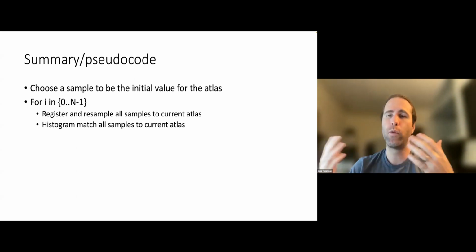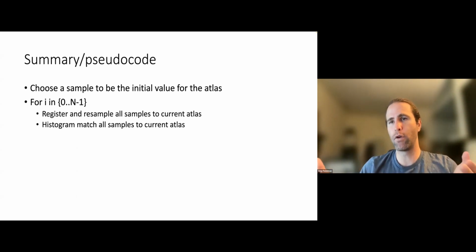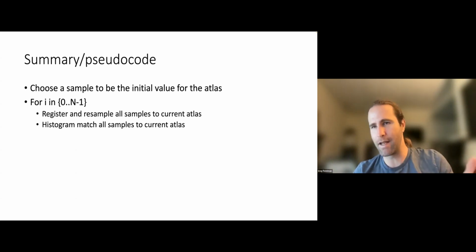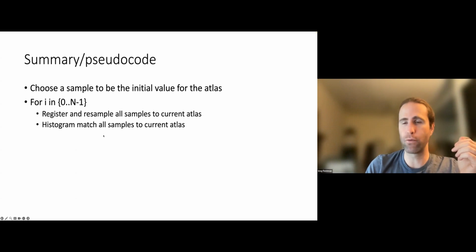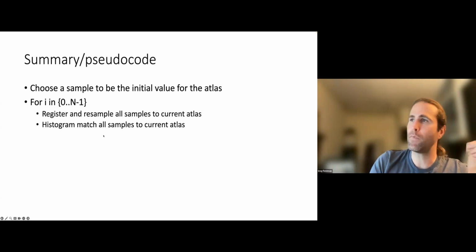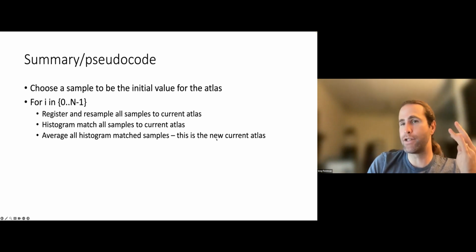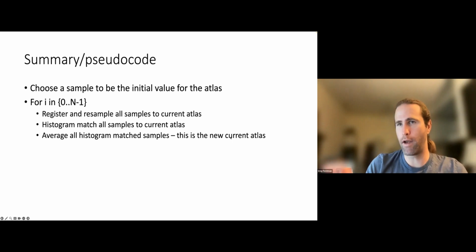So we want to computationally make sure that before we take the mean of the registered data, we are normalizing the histograms, the intensity values in the images, so that the mean makes sense to do. And histogram matching is a reasonable choice for this. So after you've histogram matched, average all of the registered samples. This average image is now the new current atlas.